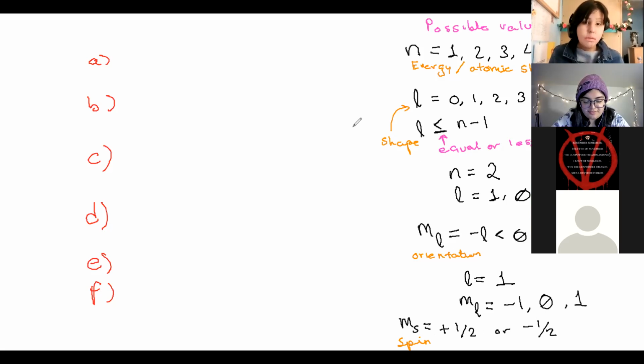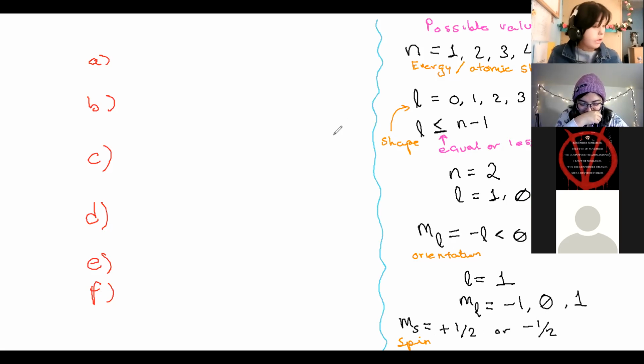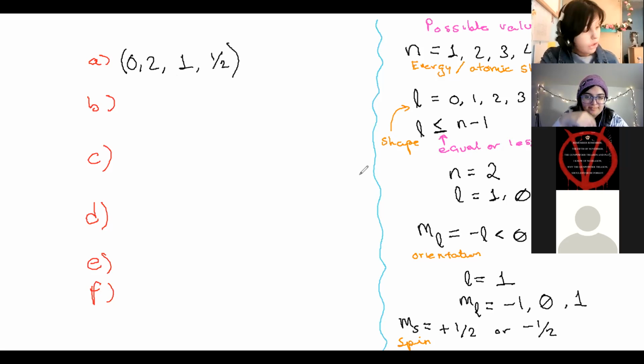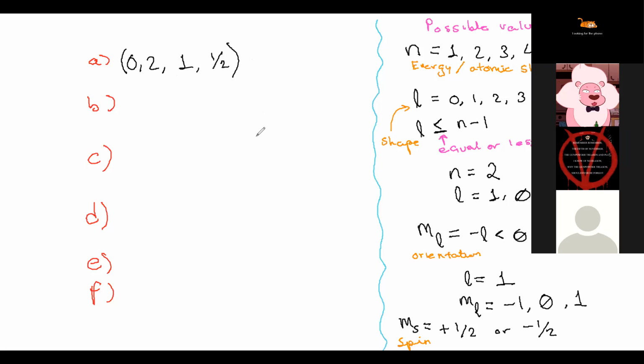Okay, so I'm going to leave this table so you guys can answer me now. We're going to go over all of the ones on page 237. I can't remember who asked for this one, but we're going to go through all of these and everybody's going to answer whether or not these are possible and why. So the first one is 0, 2, 1, 1/2.